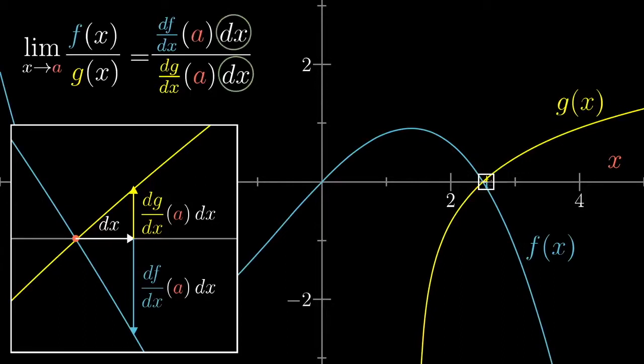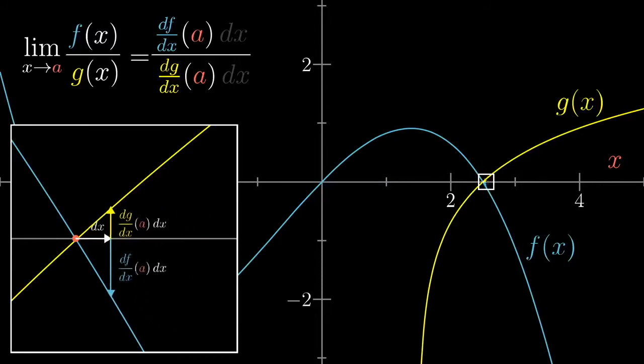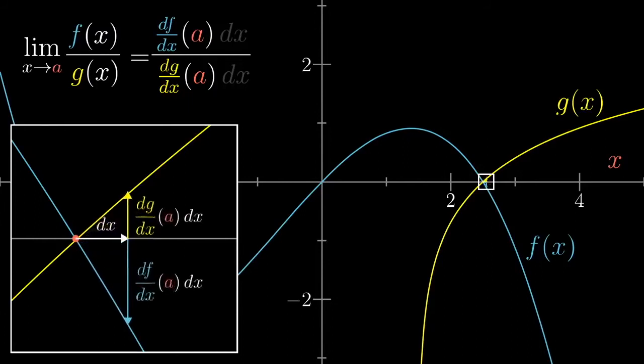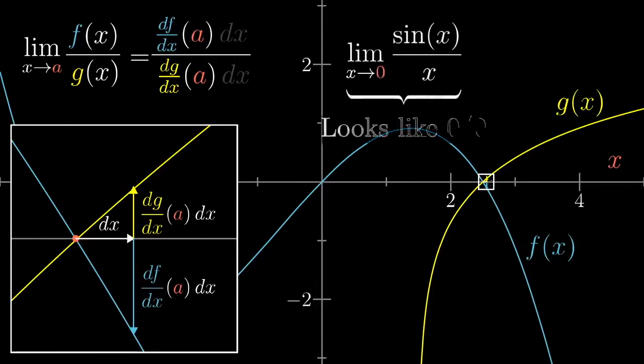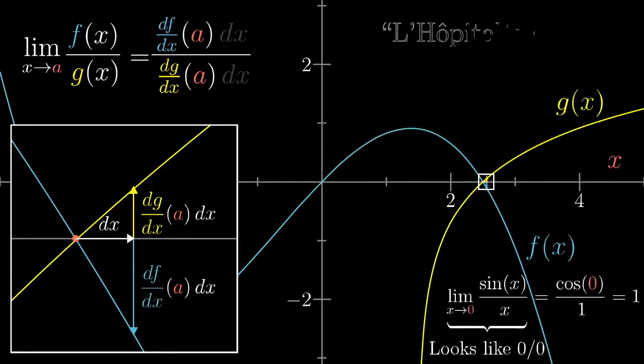Those dx's cancel out, so the ratio of f and g near a is about the same as the ratio between their derivatives. Because each of those approximations gets more and more accurate for smaller and smaller nudges, this ratio of derivatives gives the precise value for the limit. This is a really handy trick for computing a lot of limits. Whenever you come across some expression that seems to equal 0 divided by 0 when you plug in some particular input, just try taking the derivative of the top and bottom expressions and plugging in that same trouble input. This clever trick is called L'Hopital's rule.